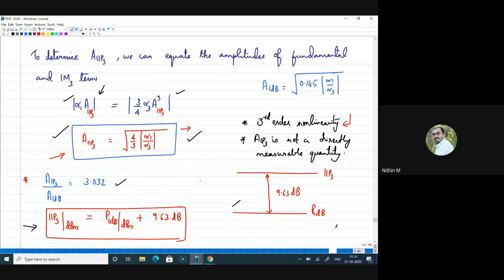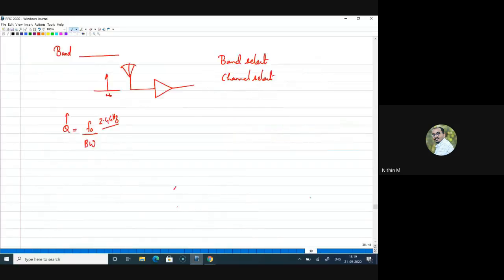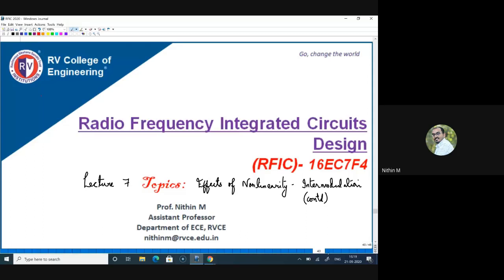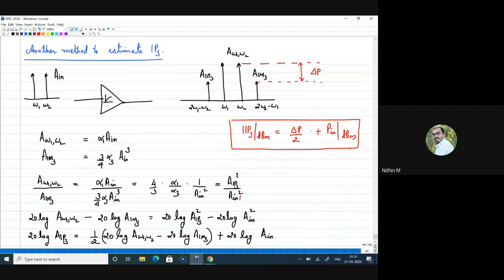Now the method I presented today, I'm not presenting as a better method. I'm presenting it as another way to find IP3. In the relative measure we are totally depending on the input power level, and in this case also you definitely need the input power level to arrive at the IP3. That is a good observation. But I'm not telling you that this is better than the other one. This is one alternate method which is also practiced.